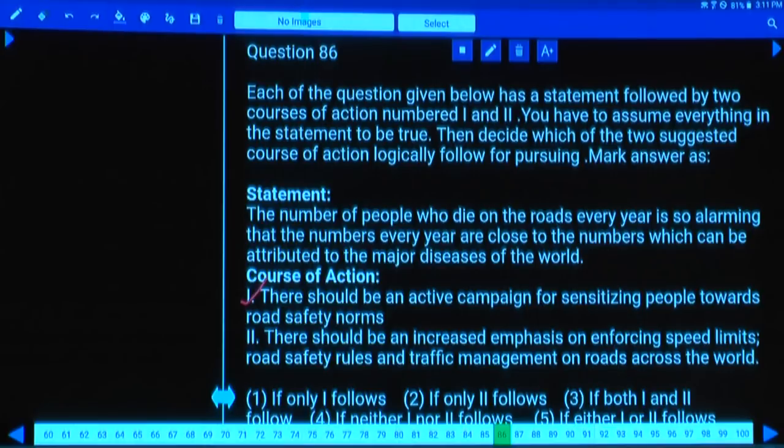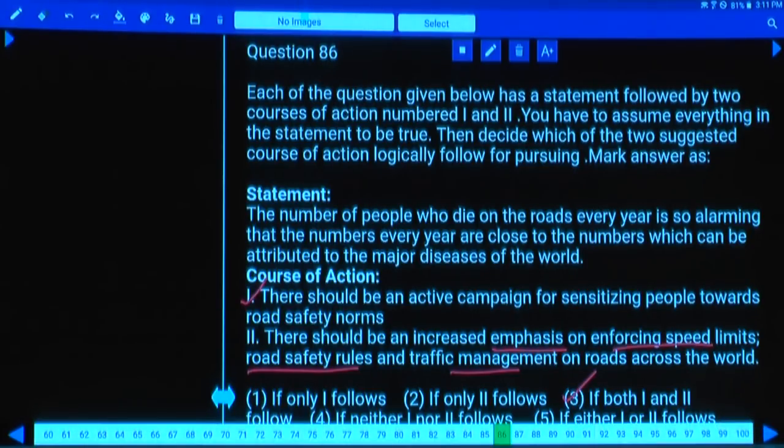And the second, there should be an increased emphasis on enforcing speed limits, road safety rules and traffic men. By implementing this one, can we ensure the number of accidents will come down or not? Yes. Hence, what is your answer here? Both 1 and 2. Both 1 and 2, choice 3 is the answer.